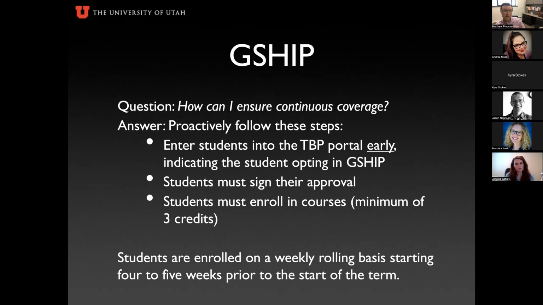Proactively follow these 3 steps. You need to enter your student into the tuition benefit portal early, as we saw from the first slide, and as I've mentioned many times, as early as 6 weeks early, indicating on that entry that the student is opting into GSHIP. The student must sign their approval when they go into CIS and sign their tuition benefit approval. They will say sign with insurance, meaning subsidized health insurance.